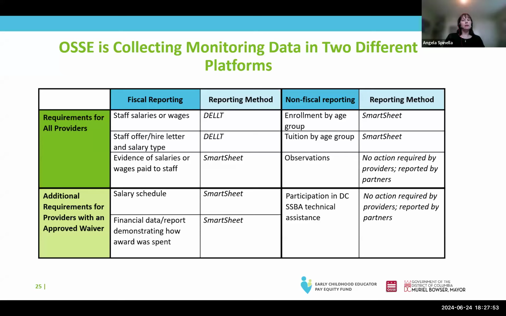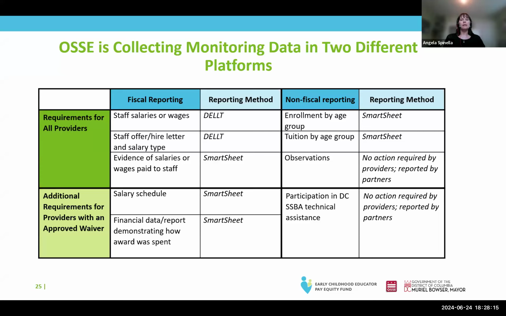OSSI is collecting monitoring data in 2 different platforms. So giving you that background information, let's talk about this a little bit. OSSI will use 2 platforms to collect documentation for monitoring. The Division of Early Learning licensing tool, also known as DELT, and a Smartsheet.